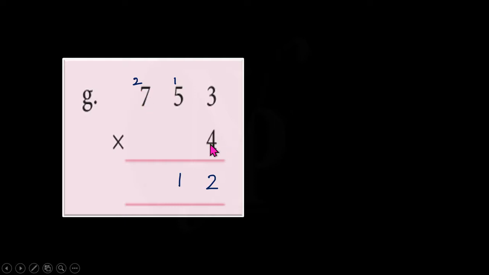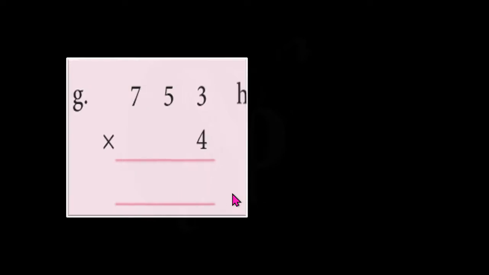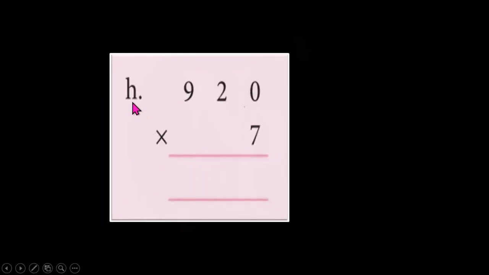So now we multiply 7 by 4. 4 sevens are 28. 28 plus 2 is 30. So 3 is in thousands place, 0 in hundreds place. So now 3012 is the product of 753 and 4. Next question is H.